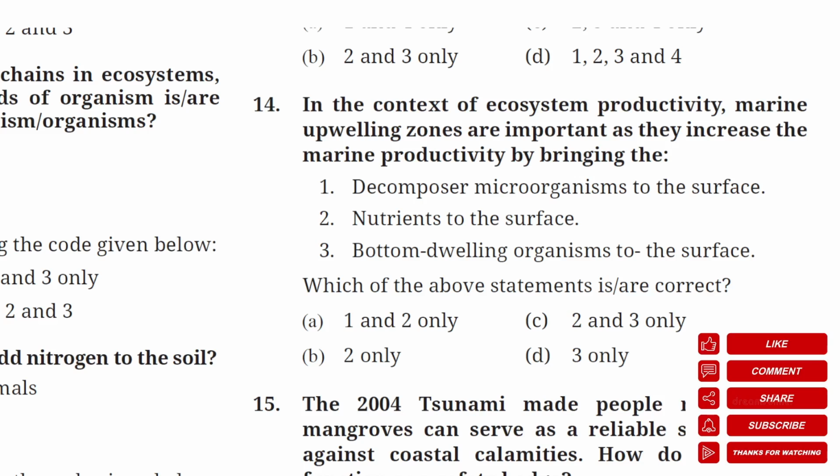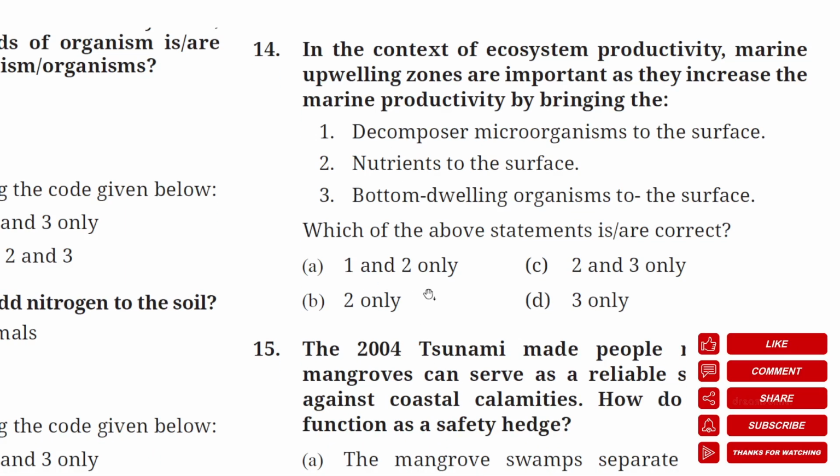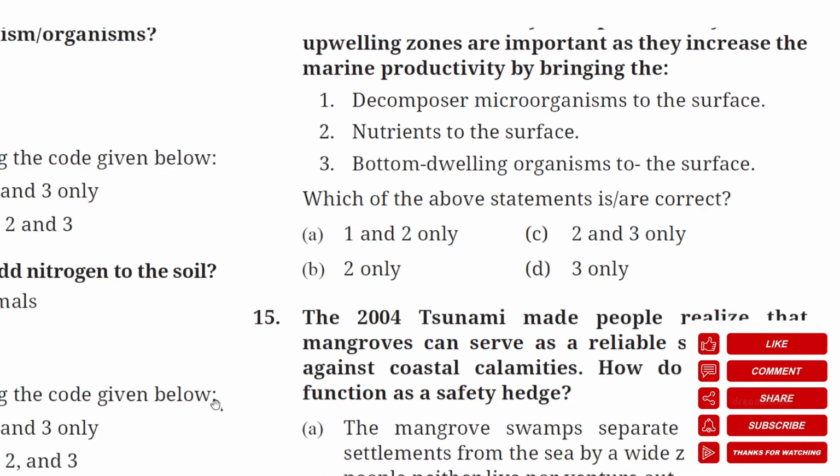These are regions experiencing the oceanographic phenomenon of upwelling that involves wind-driven motion of dense, cooler, and usually nutrient-rich water towards the ocean surface, replacing the warmer, usually nutrient-depleted surface water. They are important as they increase the marine productivity. The marine productivity is not impacted by the presence or absence of the decomposer organisms and the bottom-dwelling organisms on the surface. So answer is B, 2 only.